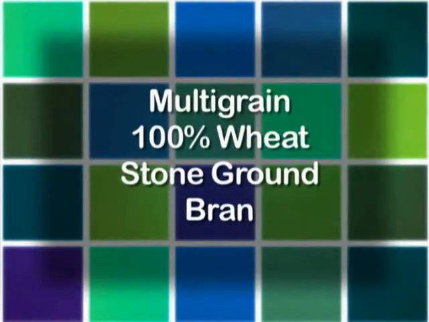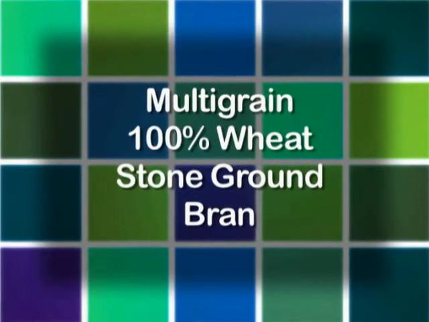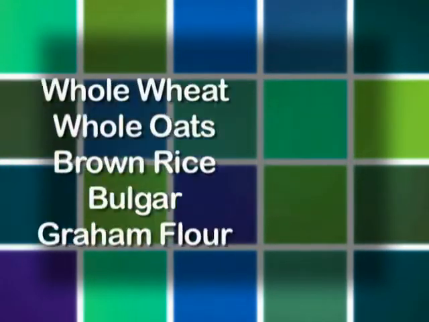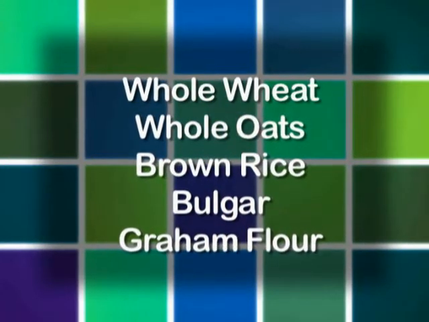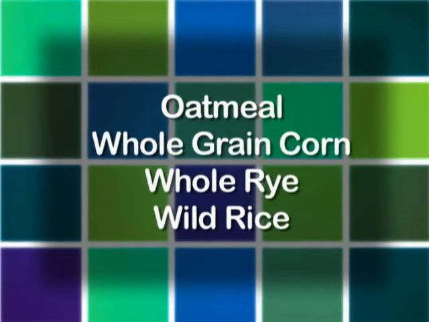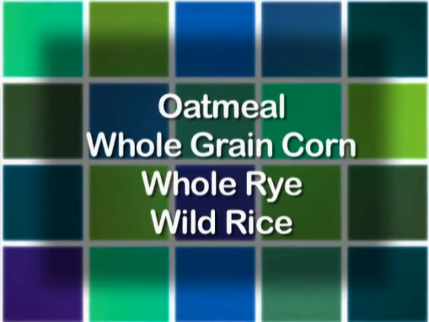There are lots of names for whole grains. A food is not a whole grain if it is labeled as multigrain, 100% wheat, stone ground, or bran. Whole and sprouted grains are preferred over refined grains and are found in forms including whole wheat, whole oats, brown rice, bulgur, graham flour, oatmeal, whole grain corn, whole rye, and wild rice. Just because a grain is a whole grain does not mean it's low glycemic. You will have to compare the whole grains to the glycemic index to make sure it's acceptable with Transitions.